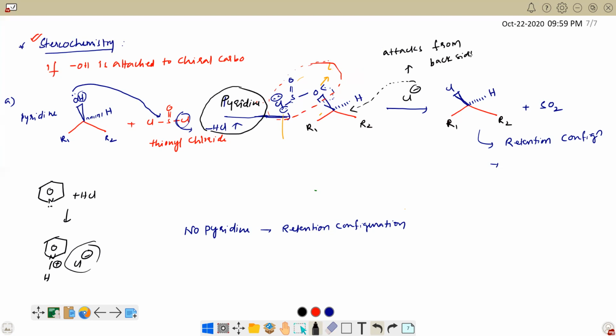SN2 mechanism. Back side means what? You have to write at this position. Hydrogen comes above the plane and Cl comes below the plane. So what could be the configuration? Inversion configuration. Understood? Any doubt now? No, sir. Understood. So here write down: presence of pyridine, configuration is inversion.